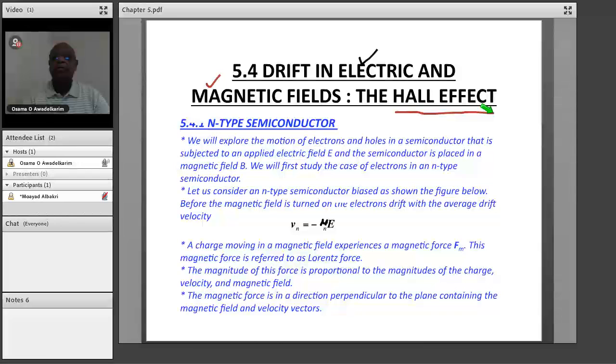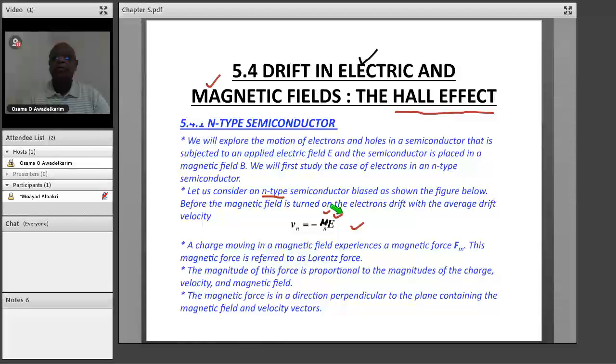So far, we said if we have an N-type semiconductor, let's assume we have an N-type semiconductor, and in this N-type semiconductor we will have free electrons. If we apply an electric field, no magnetic field yet, the electron will have a velocity v sub n, n for negative for the electron. This velocity is equal to the mobility times the electric field. So the mobility is essentially the magnitude of the velocity per unit electric field.